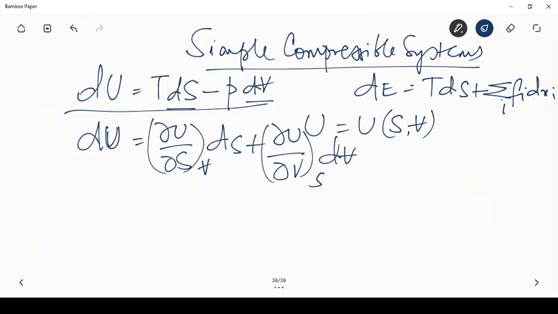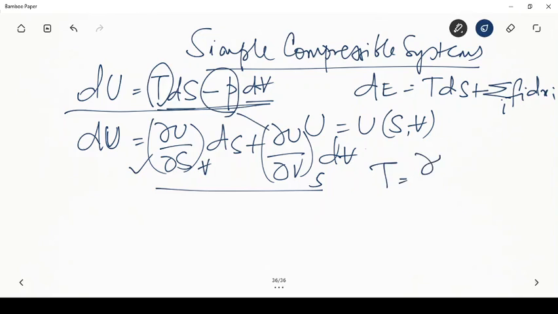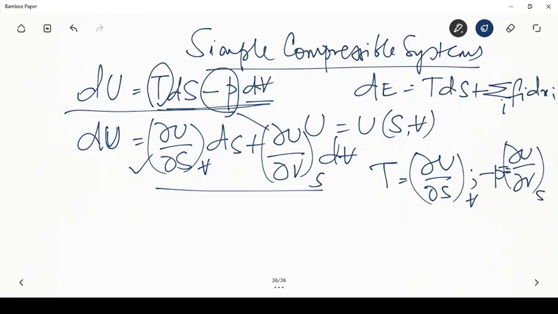So now if I compare this equation with this equation, I'll find that T is the same as del u by del s at constant v, and minus P is the same as del u by del v at constant s. So you get T is equal to del u by del s at constant v, and minus P equal to del u by del v at constant s.